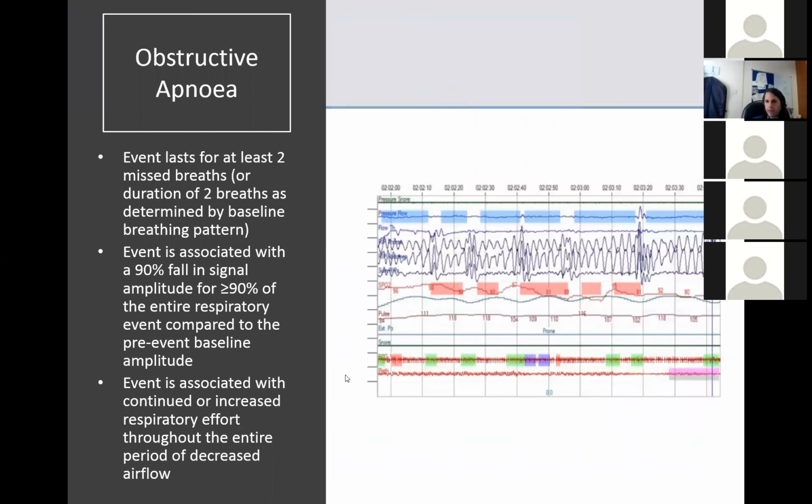An obstructive apnea is an event that lasts for at least 2 missed breaths, or the duration of 2 breaths, which is determined by the baseline breathing pattern. And the event is associated with a 90% fall in the signal intensity for greater than 90% of the entire respiratory event compared to the pre-event baseline. And the event is associated with continued or increased respiratory effort throughout the entire period of decreased airflow. So you can see that here. There's a desaturation which happens because the flow has reduced just beforehand. And this is happening quite a lot over the course of this epoch.